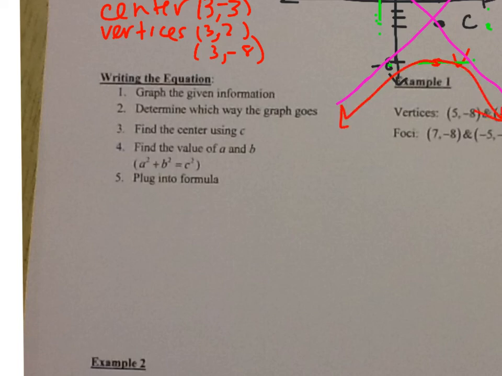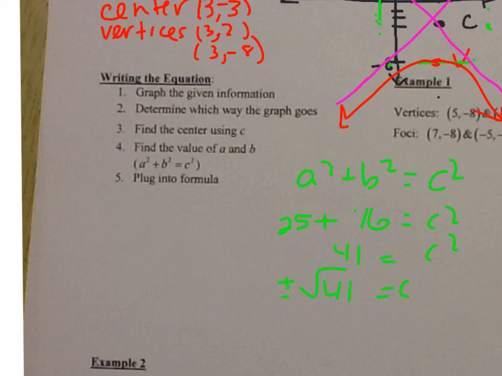Okay, so the last thing is, now I need my foci, so I use a squared plus b squared equals c squared. So that's 25 plus 16 is equal to c squared. So c squared is equal to 41, so c is equal to positive, negative, the square root of 41. So remember, this is from center.